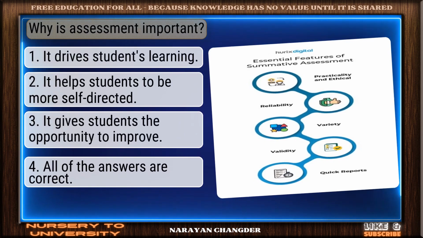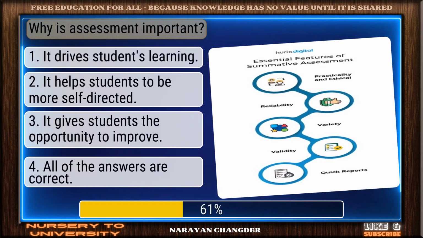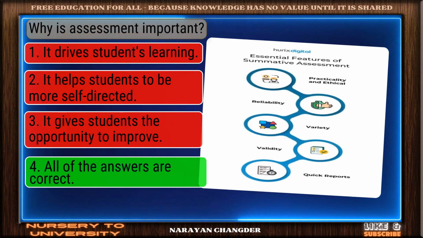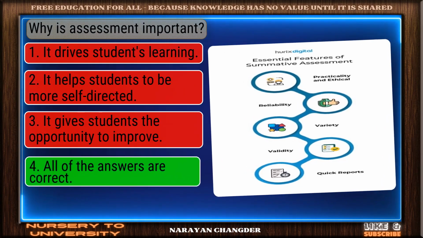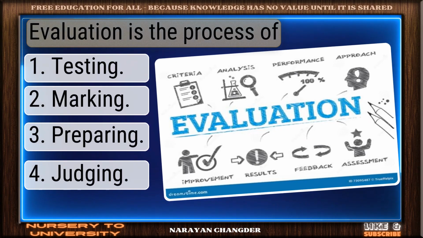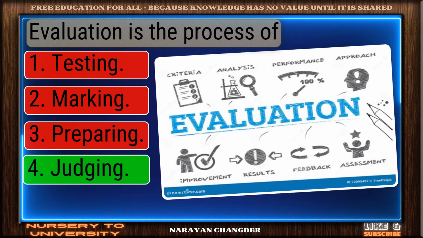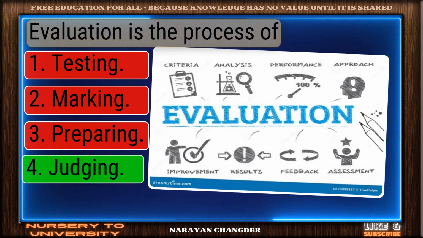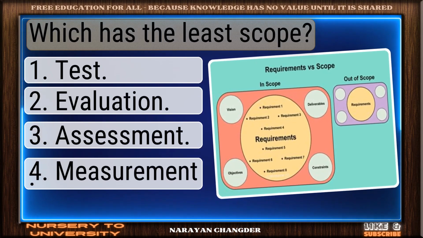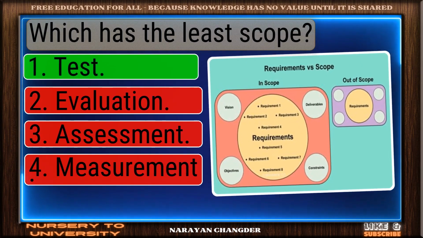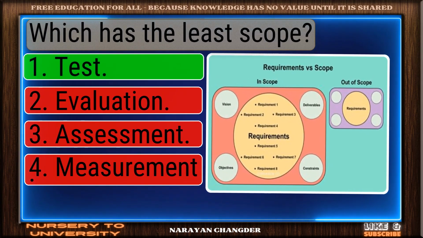Why is assessment important? Bravo! All of the answers are correct is the answer. Evaluation is the process of. Smart pick. Judging is the correct choice. Which has the least scope? You chose test, and it is correct.